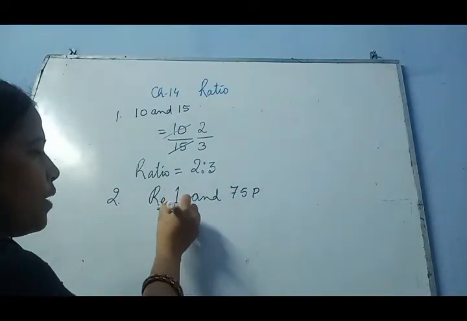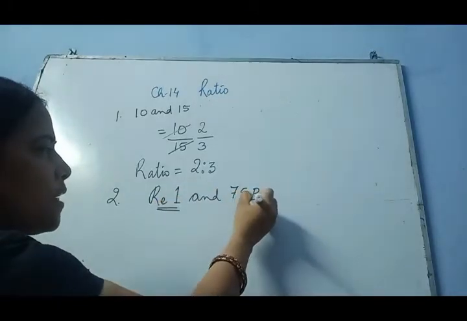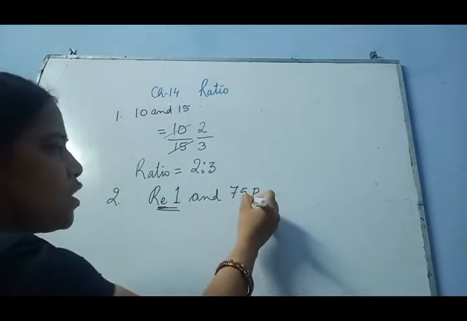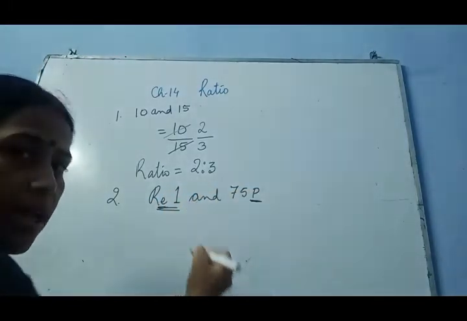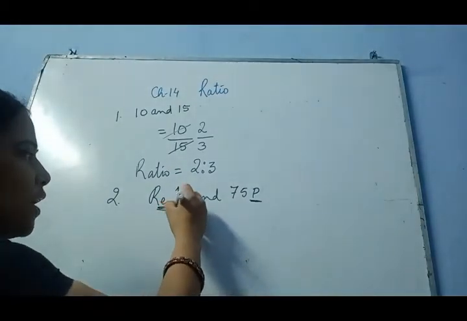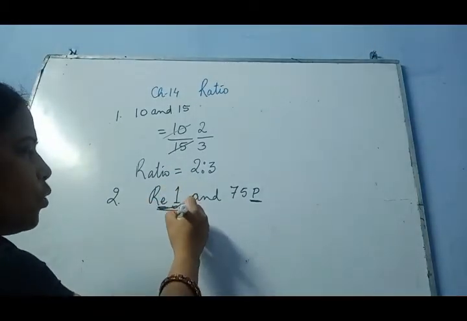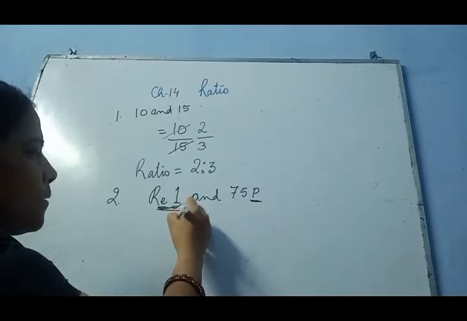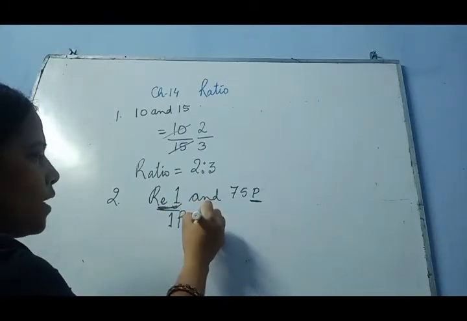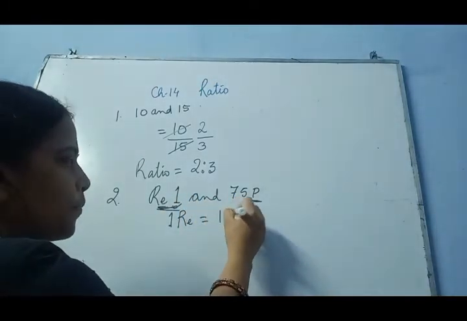So this is rupee 1 and this is paise. This is rupee and this is paise. For this, we will have to convert the rupee into paise. So we know that 1 rupee is equal to how many paise?